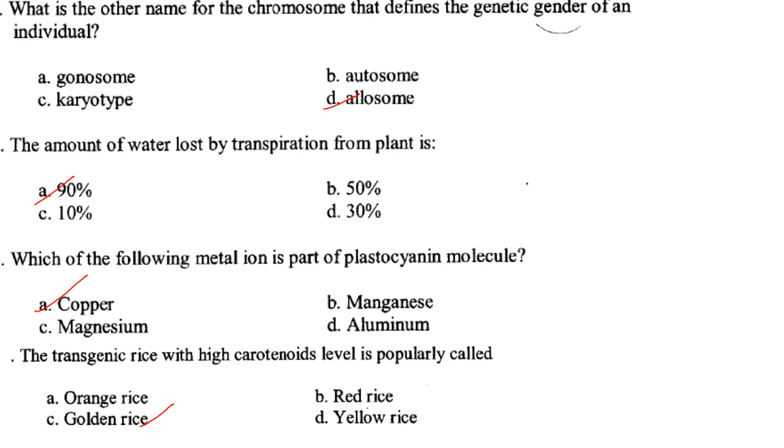Then which of the following metal ions is part of the plastocyanin molecule? The answer is copper, which is a part of the plastocyanin molecule. Then transgenic rice with high carotenoid level is popularly called... It is called golden rice. Answer is option C.